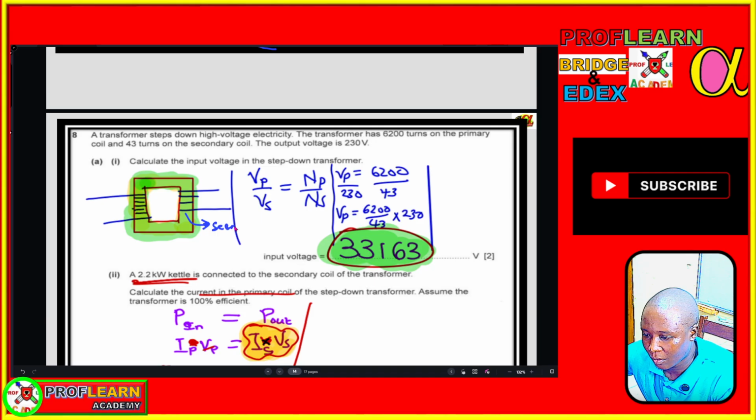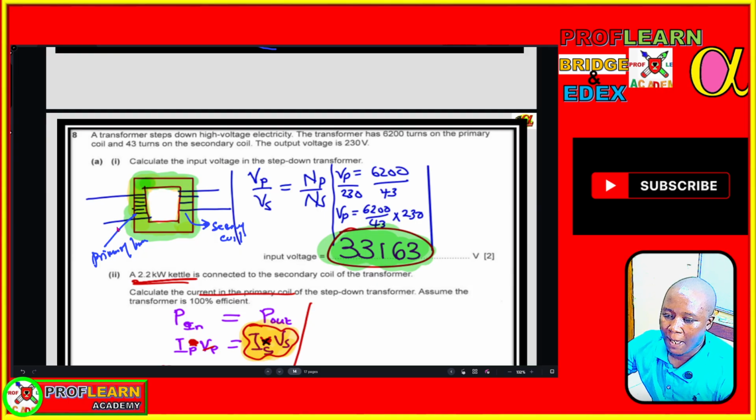This one here we can call the secondary coil or turns, and this is the primary turns or primary coil. So in the primary coil we have more turns for a step-down transformer, and in the secondary coil we have fewer turns. And this part here is called soft iron. This is soft iron.